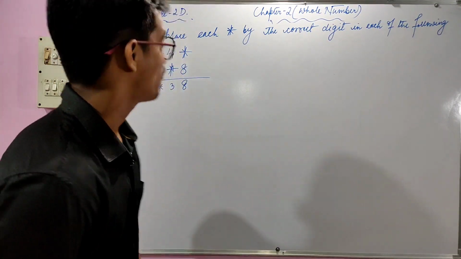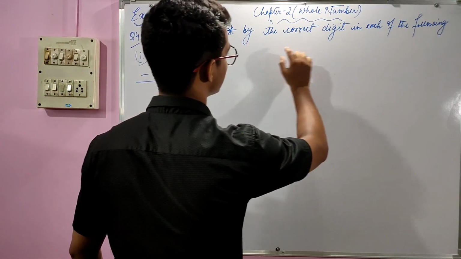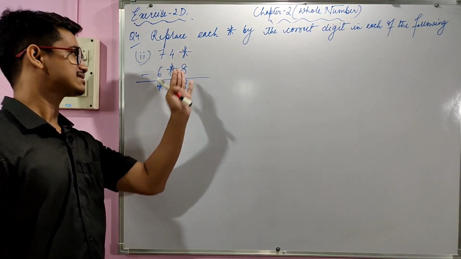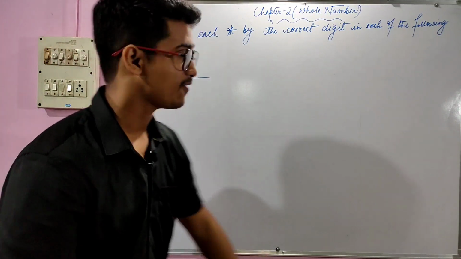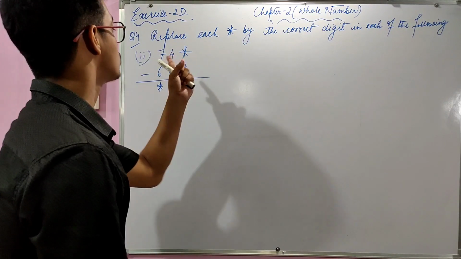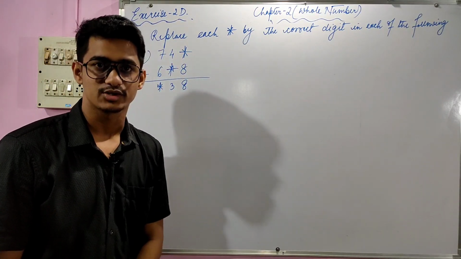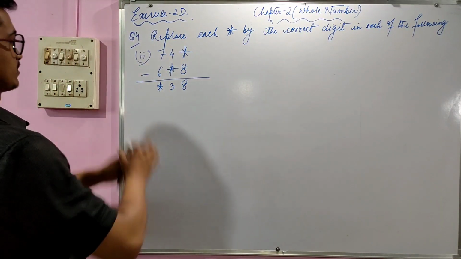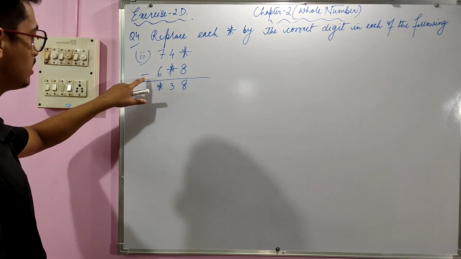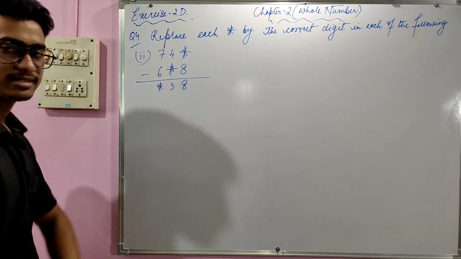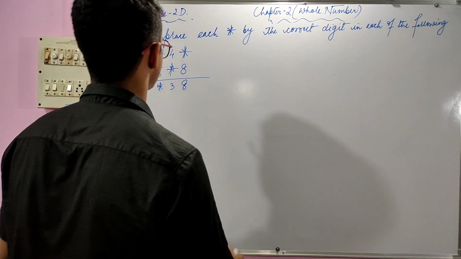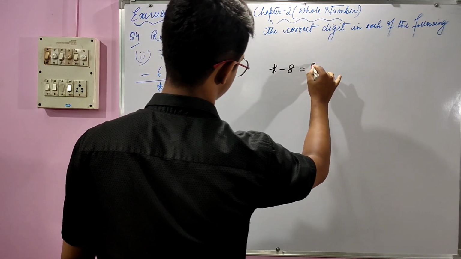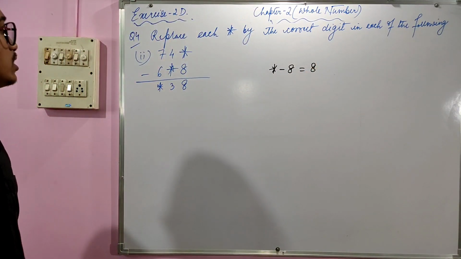So let's just jump into question number 4. Question number 4 is, replace each star by the correct digit in each of the following, right? So we have to replace this star with one correct digit. So how will I find that digit, which digit is going to be filled in that star so that the answer will be correct? So how will I find it? So here the first statement, we have to do the minus because the sign is subtraction. So first we have to do here star minus 8 equals 8.